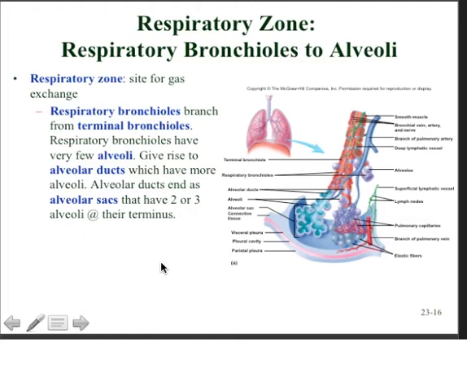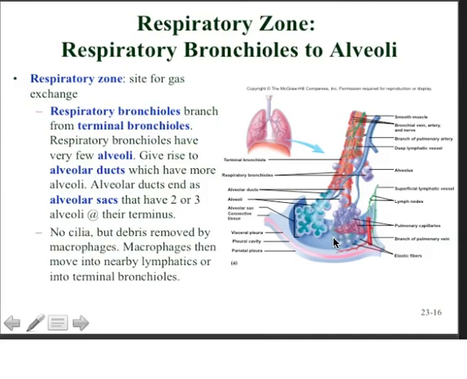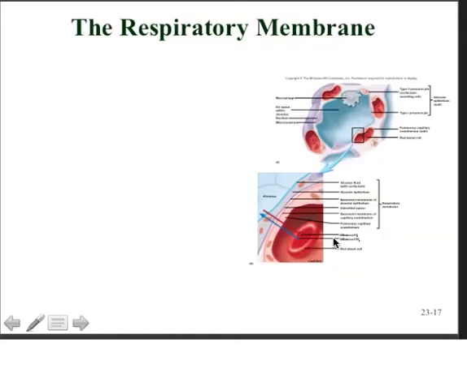The respiratory bronchioles have some alveoli, but they eventually empty into alveolar ducts, which dump into the alveolar sacs, and this is where the lion's share of the gas exchange actually occurs. There's no cilia, but debris is removed by macrophages that patrol the area and move into nearby lymphatics or into the terminal bronchioles. So again, we put our lymphatic tissue where it's likely to do the most good. The respiratory membrane is made up of three components.